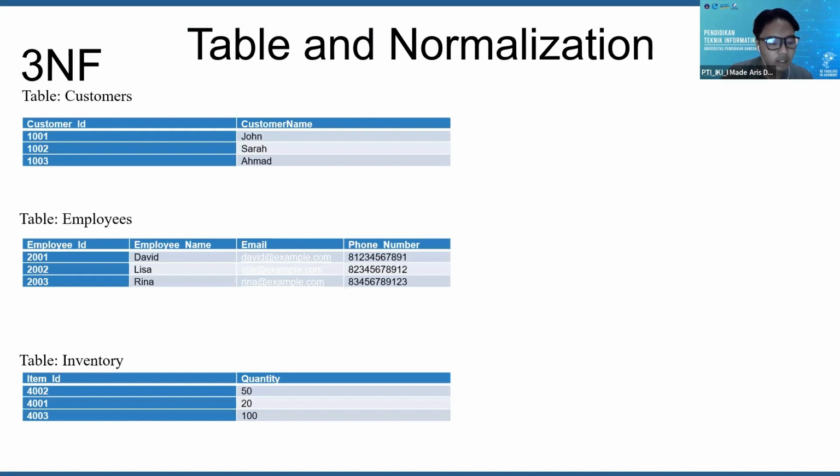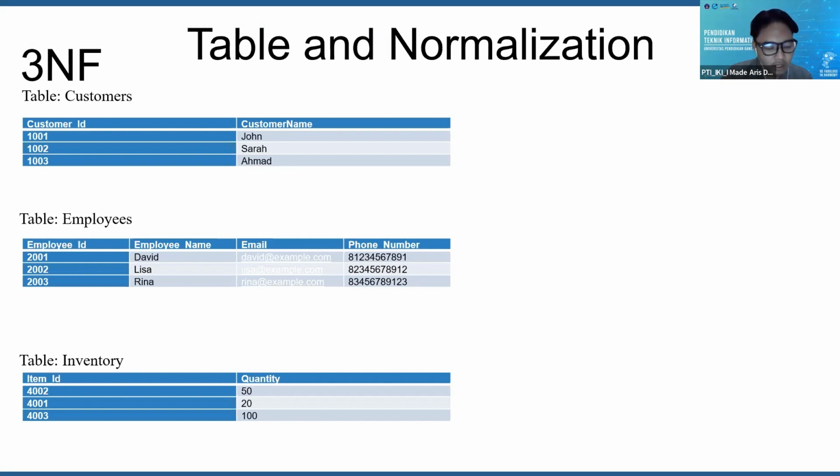And then for normalization to third normal form, ensure the table is already in second normal form. Now we identify transitive dependencies between attributes in each table. If any attribute depends on a non-key attribute, drop it from the table and move the attribute into a separate table. Make sure every attribute in the new table depends directly on the primary key without any transitive dependency.